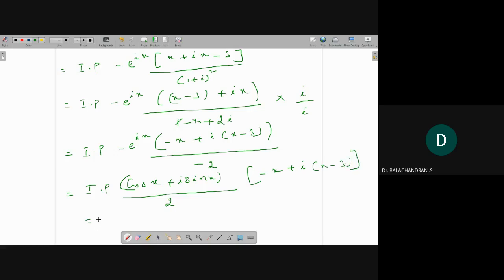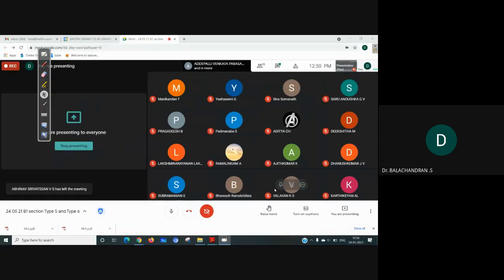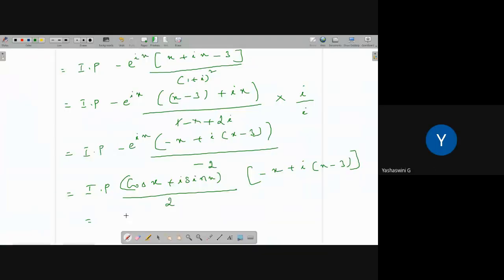So I need the imaginary part. Who will tell the answer? Sir, yes, please. 1 by 2 into x minus 3 cos x, okay, imaginary part. Okay, x minus 3 into cos x minus x sin x. Yes, correct, Yashashini. Okay, correct.